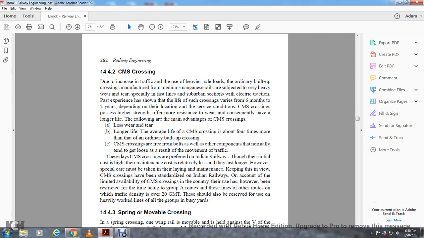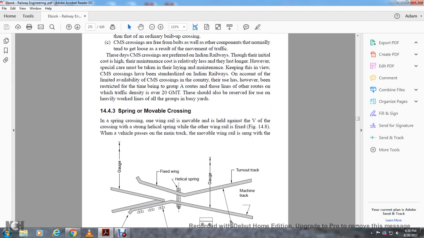Beginning with the group of routes, lines of other routes with traffic density of over 20 gross million tons should have them reserved for heavy work from all the groups in the busy yard.